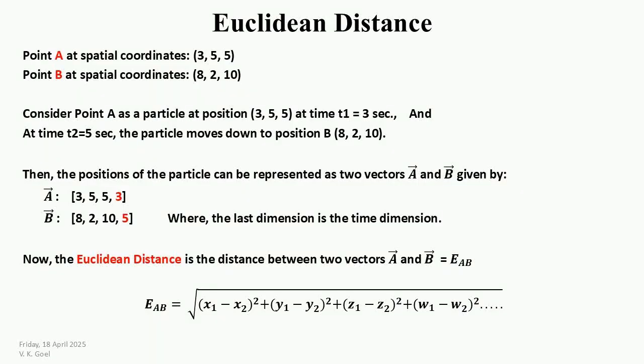Consider point A at position (3, 5, 5) at time t equal to 3 seconds, and moves down to position B at (8, 2, 10) at time t equal to 5 seconds. Therefore, adding the time dimension into the spatial coordinates, the particle's position now becomes a vector. And the distance between two vectors is called the Euclidean distance. The formula for Euclidean distance is now the general form of Cartesian, or spatial distance.